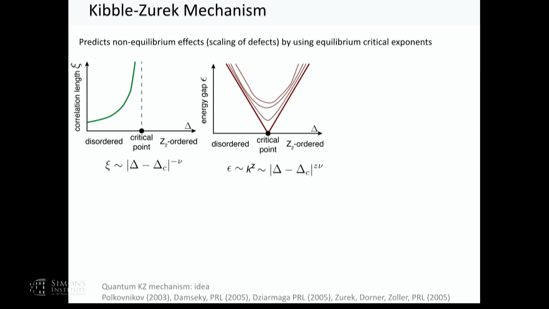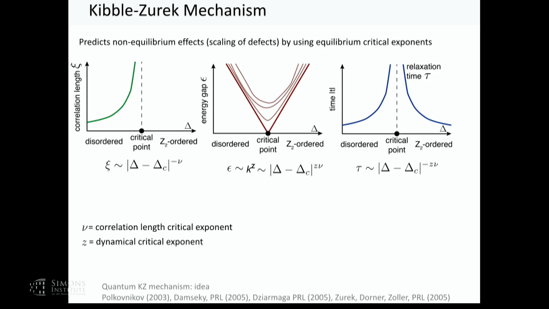Okay, and so these two quantities, nu and z, turn out to really characterize the universal features of certain types of phase transitions. So they play a very important role in the physics of phase transitions.